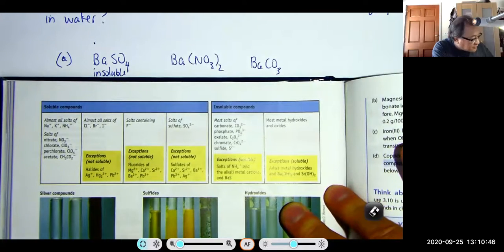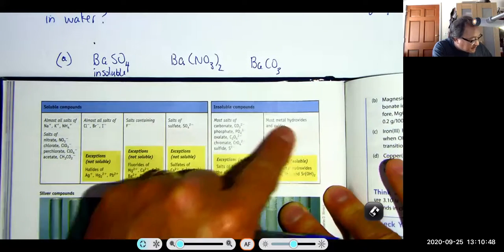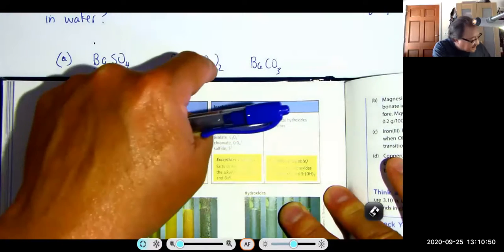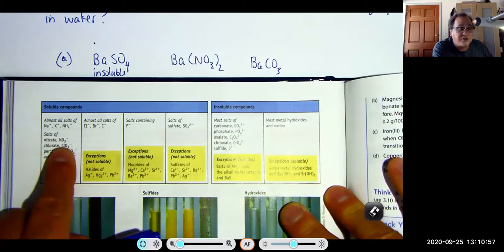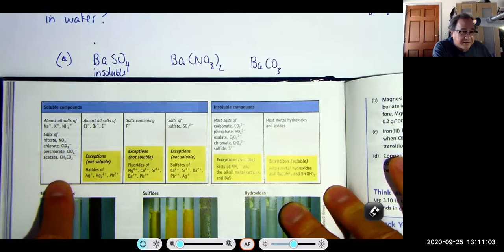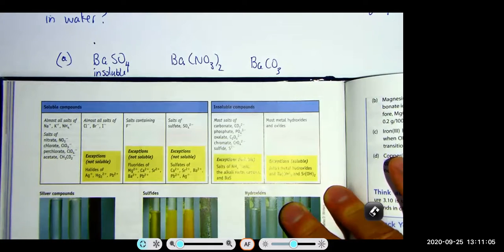Okay, let's look for something. We know there's nothing up here with barium. Let's see if there's something up here with nitrate. Oh, look right there. Soluble compounds, salts of nitrate. Is there any yellow exception area? No. So this would be soluble.